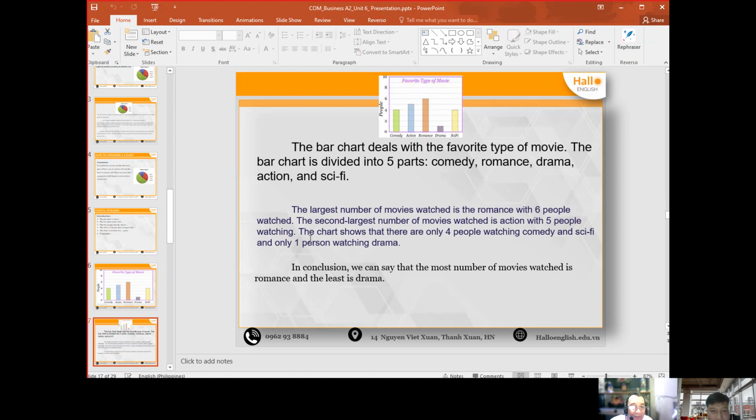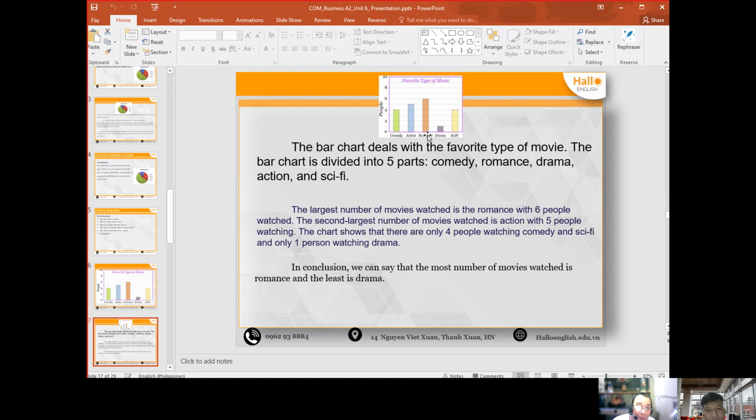And then the chart shows that there are only four people watching comedy and comedy sci-fi, and only one person watching drama, out of 10 people in here, based on this data.